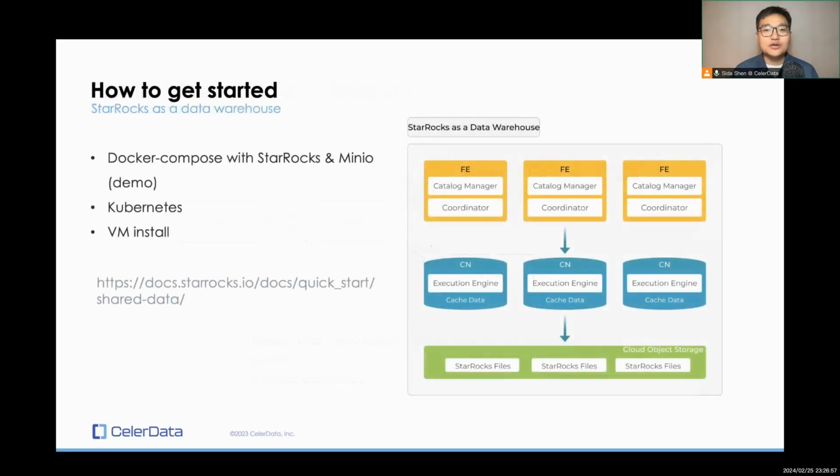So how do you get started with StarRocks as a data warehouse? In the documentation, there are many ways. The first is you can use Docker Compose with StarRocks and a local object storage, which is already built, and you can see that in the documentation. And there's also a Kubernetes operator you can use, or you can use a VM install, so bare metal.